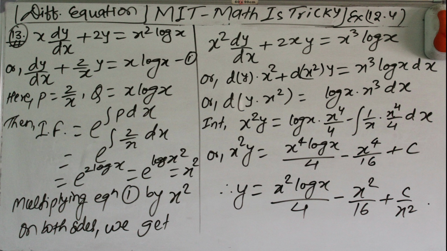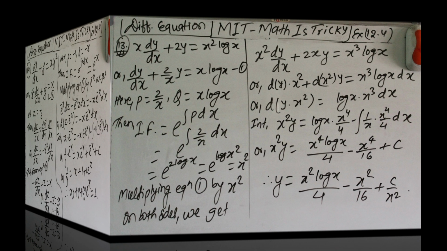Therefore, dividing both sides by x square, we will get y equals x square log x by 4 minus x square by 16 plus c by x square as our answer. This is our complete solution for question number 13. Let's move to question number 14.